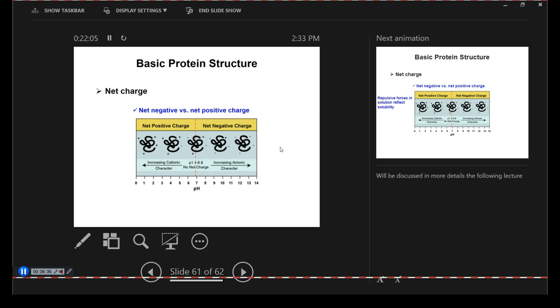The opposite is true if we titrate with a base. Your carboxyl group is already negative; it gave up its protons long ago. Then the amine groups will gradually give up their protons, so you lose a positive charge, and the net charge becomes negative. But this all depends on the composition of the amino acids in your protein.